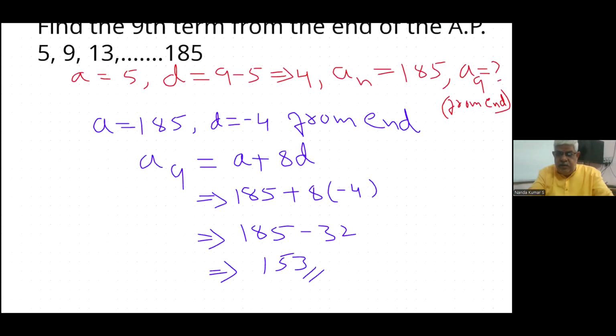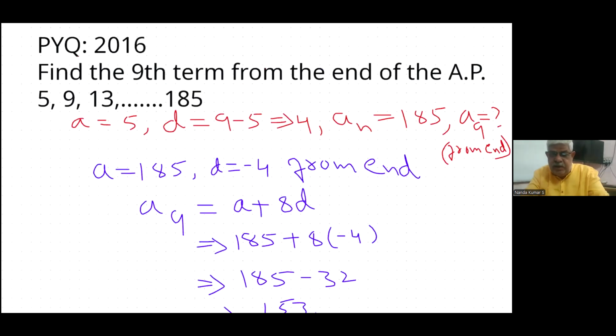Yes, children, the first numerical of the day we are going to discuss is: find the ninth term from the end of the AP 5, 9, 13, etc., up to 185. This is from the previous year question paper of CBSE 2016. Now observe, a is considered as 185 because we are finding from the last, and the common difference, 9 minus 5, that is a2 minus a1, we take as 4.